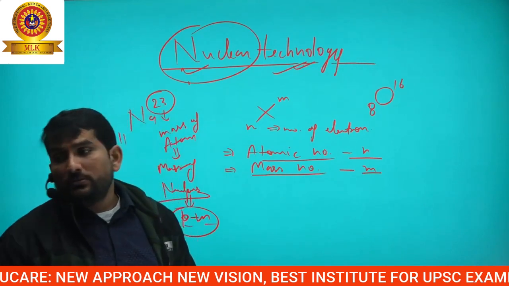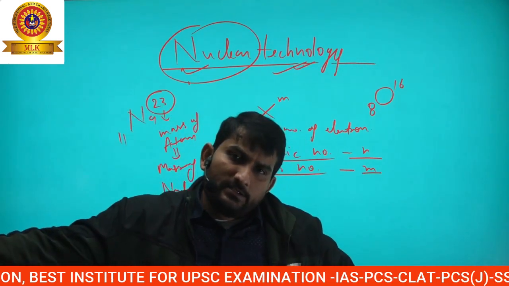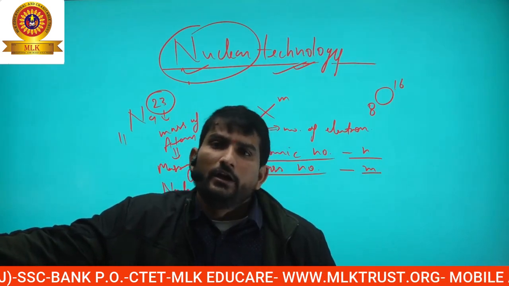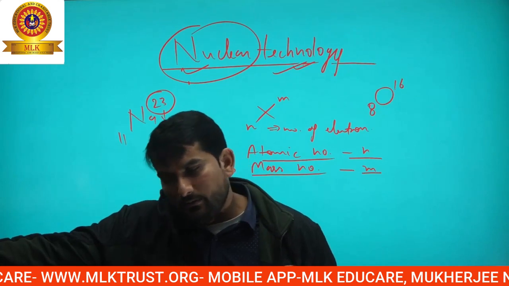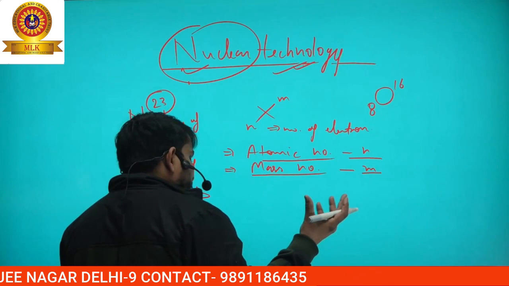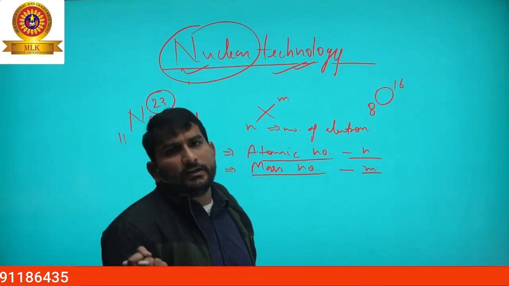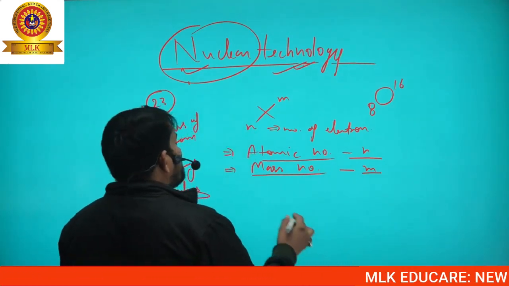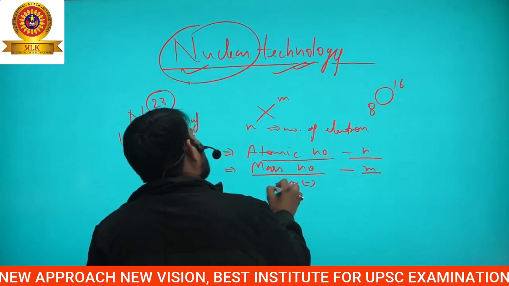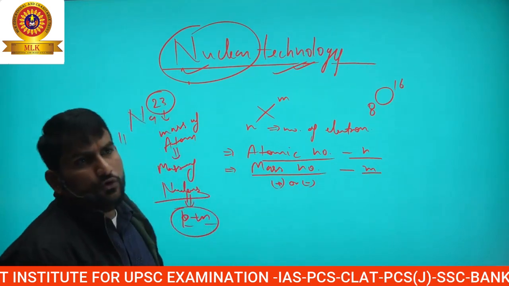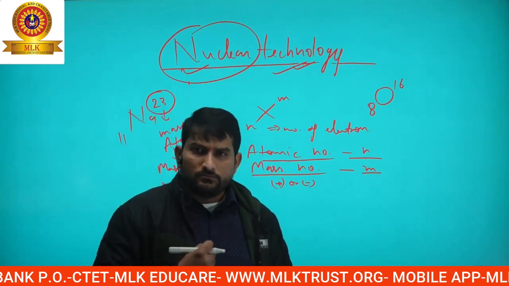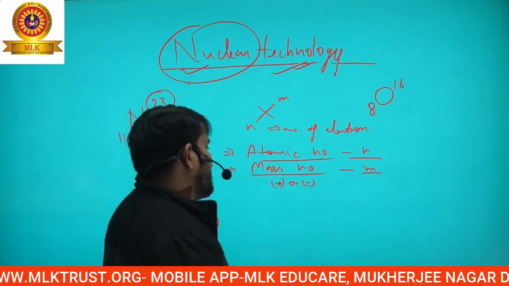That means how much electron is present in an atom. So this is denoted by the atomic number. One more thing: if the element is neutral in nature, neutral means there is no positive or negative charge on the atom. So the atom will be considered a neutral atom.